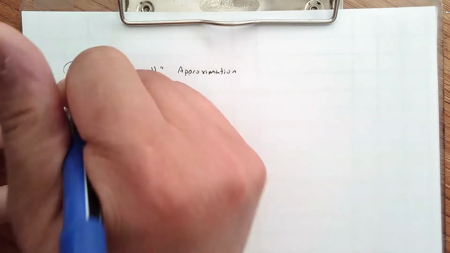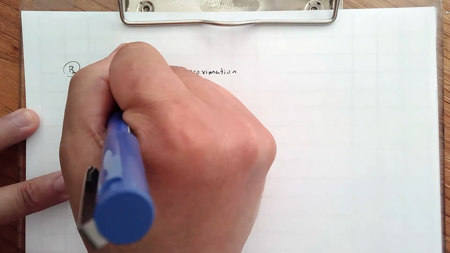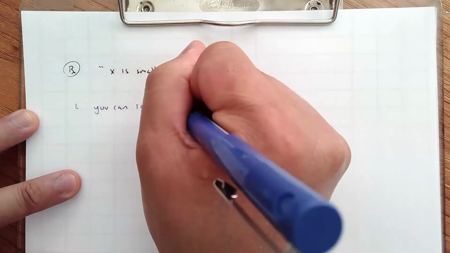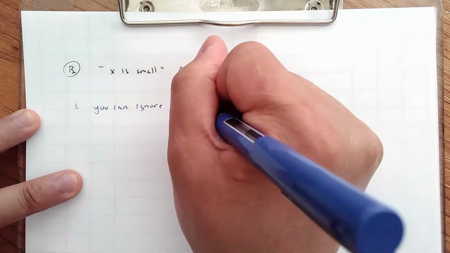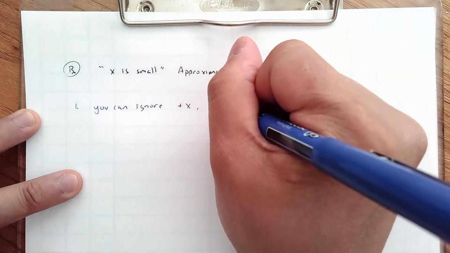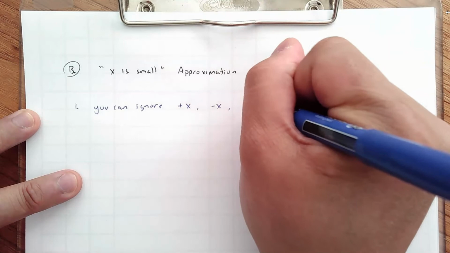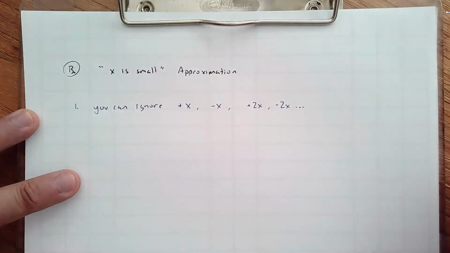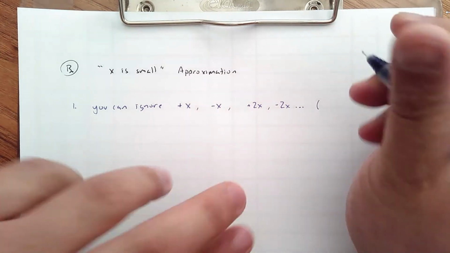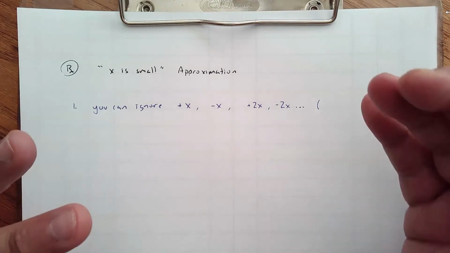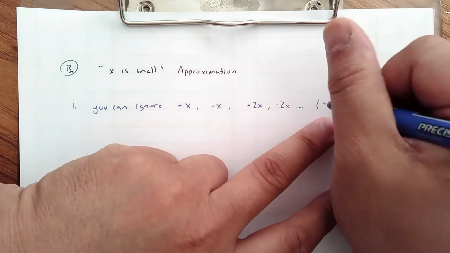Number 1, you could ignore a plus x or a minus x term, or even a plus 2x or a minus 2x, etc. But that's if the term is not squared or raised to a power.